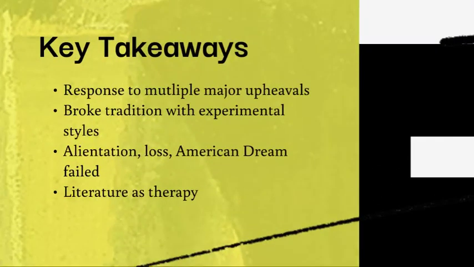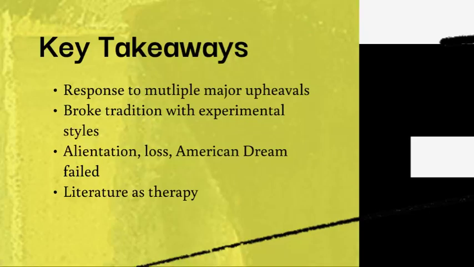Okay, so let's just review a few core ideas to take with you. First, American modernism emerged in response to major cultural upheavals such as war, economic collapse, and changing social norms. Secondly, these writers broke with literary tradition through fragmentation, stream of consciousness, and minimalism. This style was as important as content. That's very important to note.